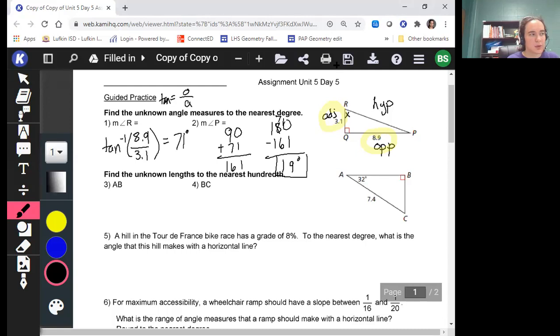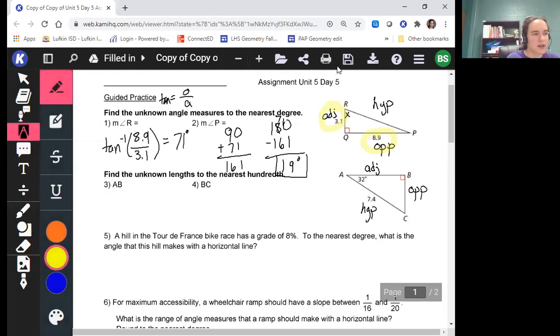Then our next ones, we're finding the unknown lengths to the nearest hundredth. So again, you need to label your triangle. So across from our right angle is our hypotenuse. We have 30 degrees. The side right next to it is our adjacent. The side across from it is our opposite.